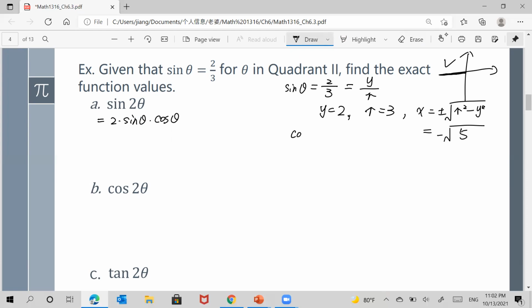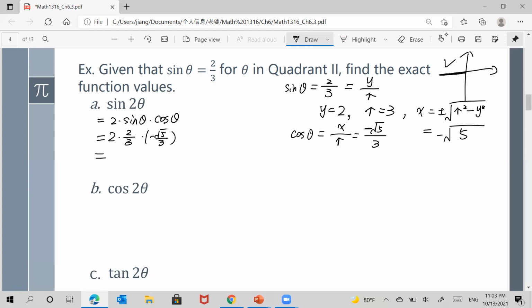So can we find cosine theta? Cosine theta equals x over r. So it's negative square root of 5 over r, which is 3. If we have the cosine theta, we can find the value of sine 2 theta. 2 times sine theta, which is 2 over 3, times cosine theta, which is negative square root of 5 over 3.